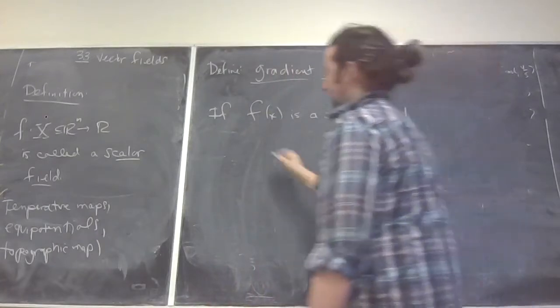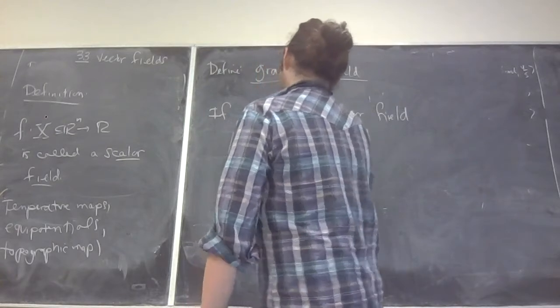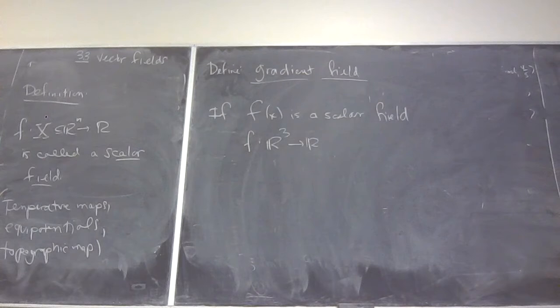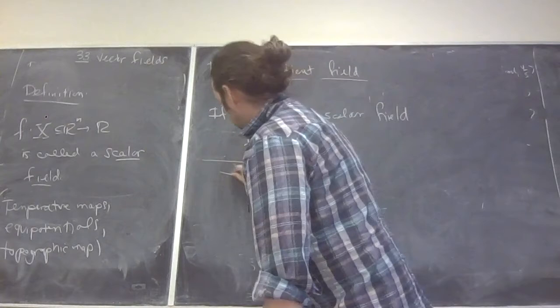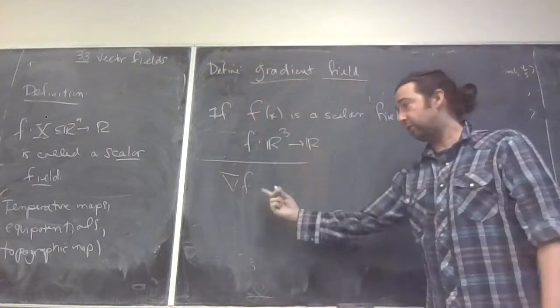F of x is a scalar field. Say f takes R3 into R. What sort of object do I get if I take the gradient of f? Like, what is the gradient of f? If I actually computed grad f, gradient of f, what is this? Somebody tell me what it is, by definition.